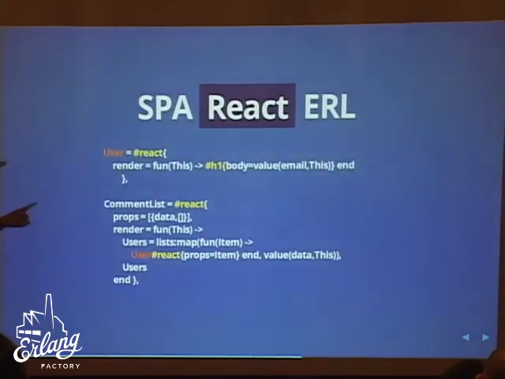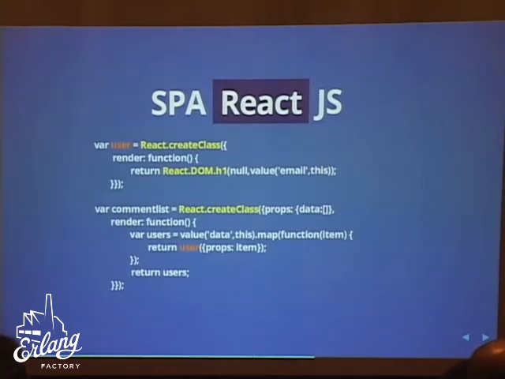These elements are compatible with Nitrogen elements. But this is another approach to render and create your views. If you are familiar with React.js, you could use this immediately. But you could also use the Erlang to JavaScript compiler for your own JavaScript library. So this is just an example of applying the JavaScript compiler to React.js, which is very famous, and the popularity of React.js grows.